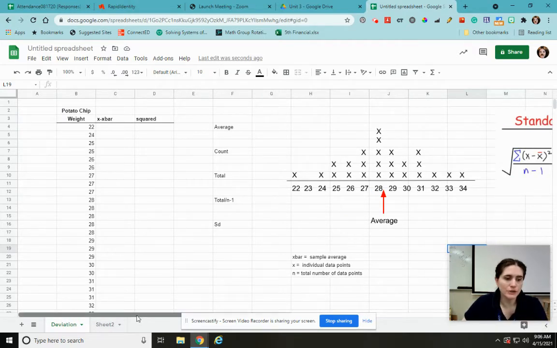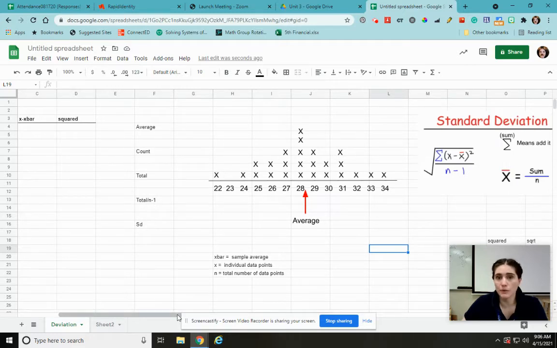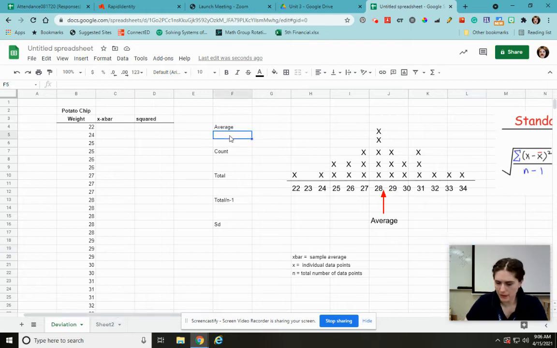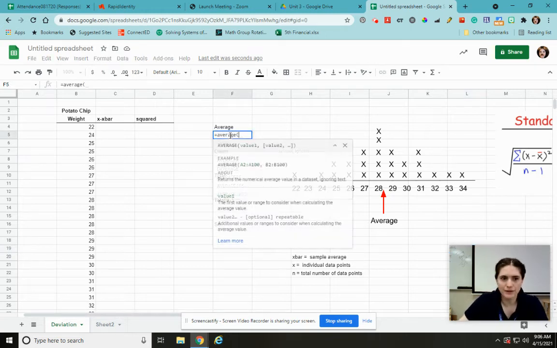Okay, so I do these from inside out, right, because we're following PEMDAS. And the first thing we do in PEMDAS is parentheses. So we're going to do this stuff inside here first. So we want the individuals minus the average. And I had found the average before, but I somehow erased it. Okay, so I'm going to take the average of all my values.